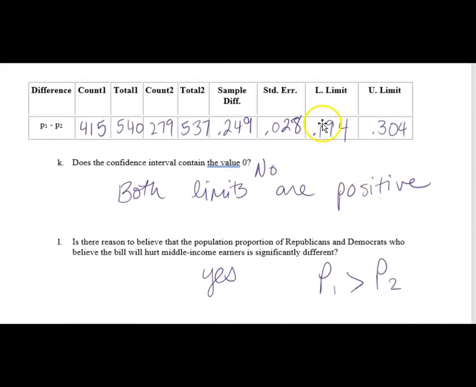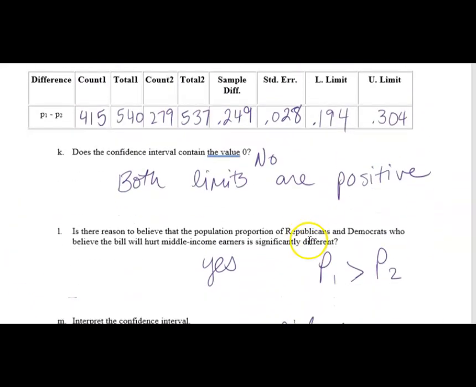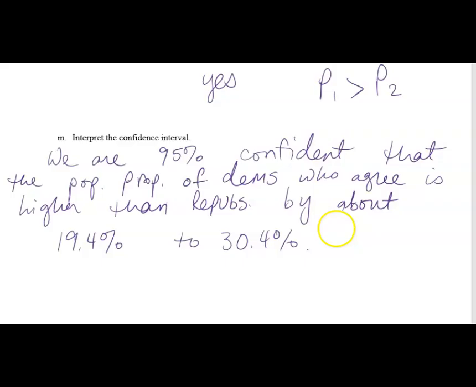So this suggests the difference between the two populations is somewhere between 19% and about 30%. So we'll say by about 19.4% to 30.4%. Did I get those numbers right? 19.4 to 30.4%. So in other words, we think the difference between the populations is somewhere between 19% and 30% higher for Democrats versus Republicans. And that's what this tells us. This gives us a way to compare those two population proportions. So bring your notes with you and we'll do some practice with this tomorrow in class.